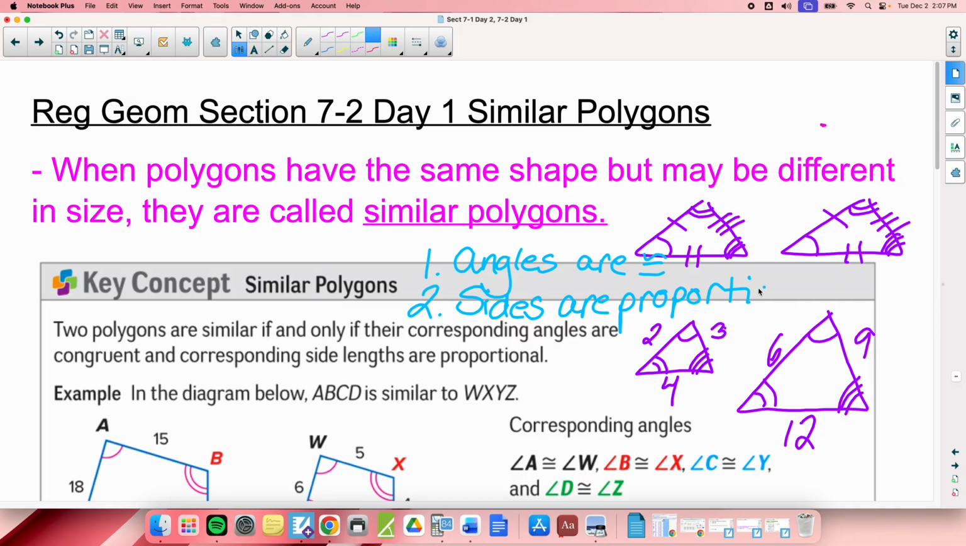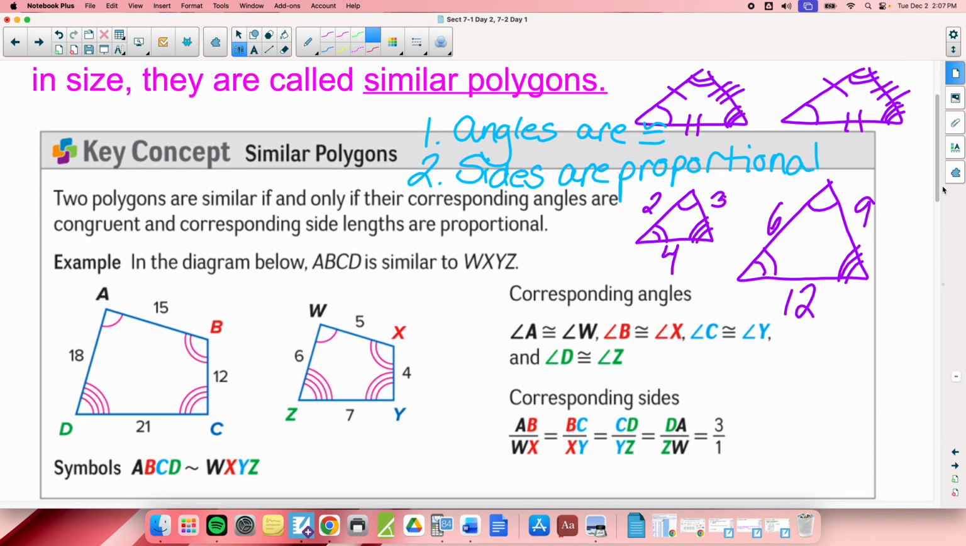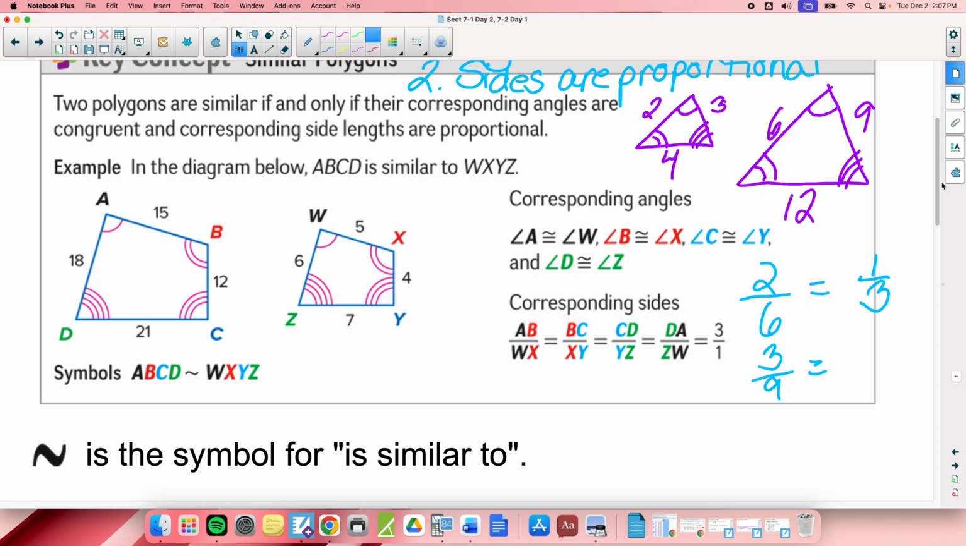And what that means is when you go and find the ratio from your smallest side, which is 2, over your smallest side here, which is 6, and you reduce that, you would get 1/3. When you take your medium sized side here, which is 3, and you put it over your medium-sized side here, which is 9, and you reduce that, you still get 1/3.